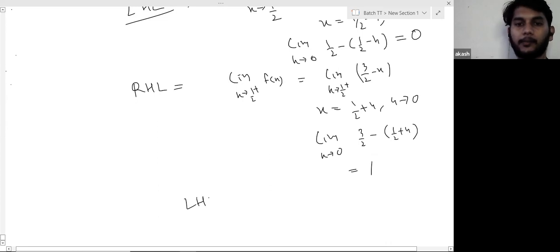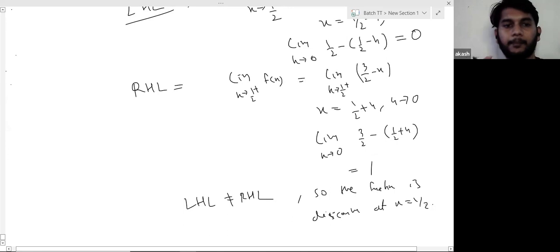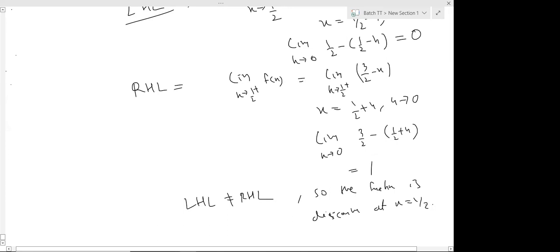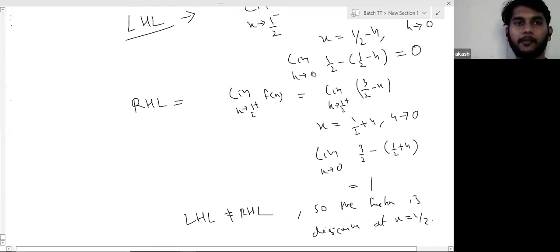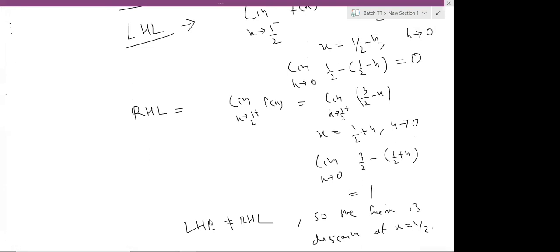So we can see LHL is not equal to RHL. So the function is discontinuous at x equals half. This thing is clear, everyone? Yes, sir. All right, so please note it down. This way you have to solve questions. Not very tough. Note it down.